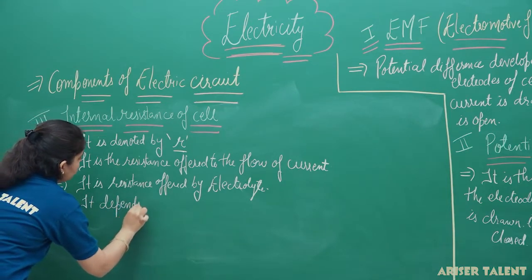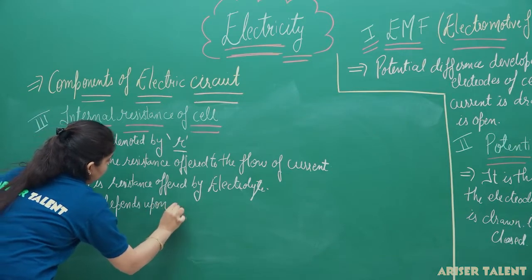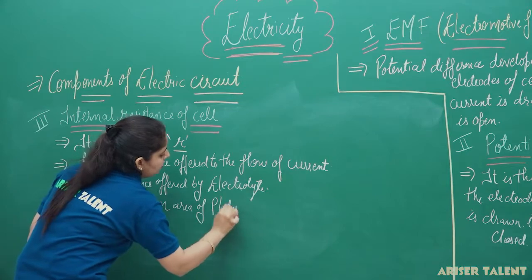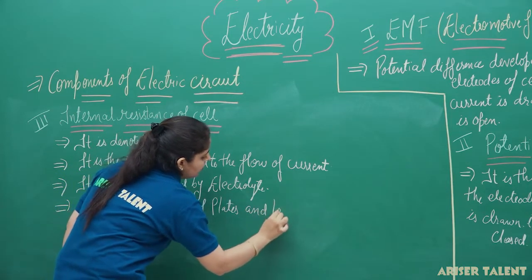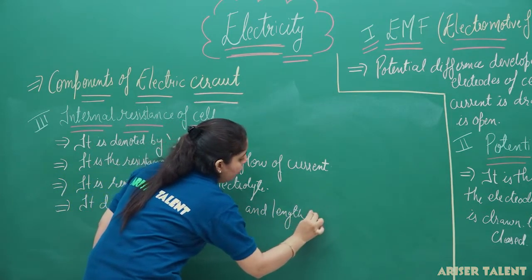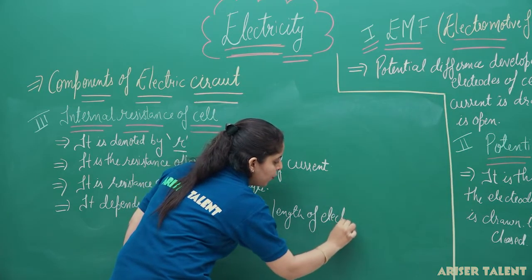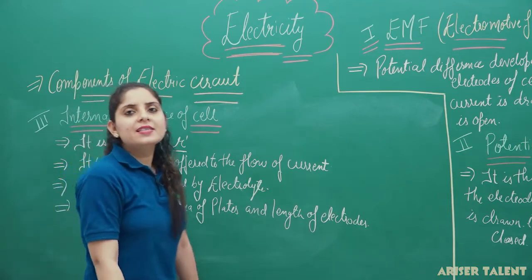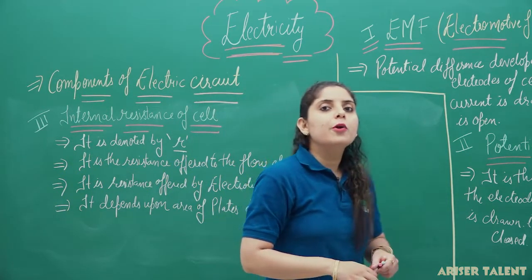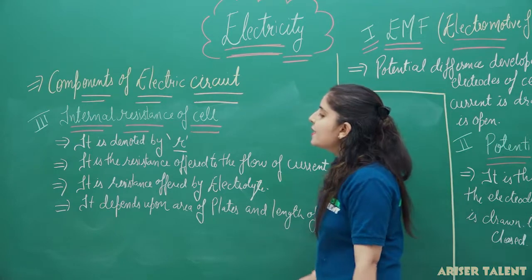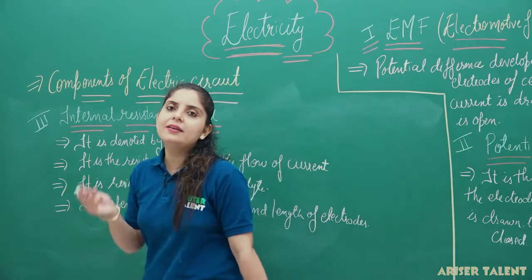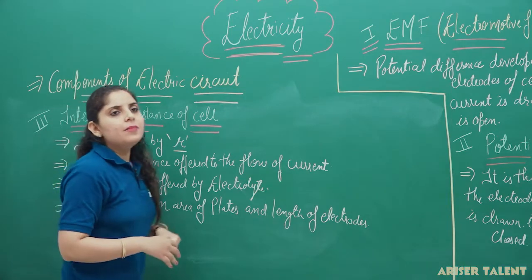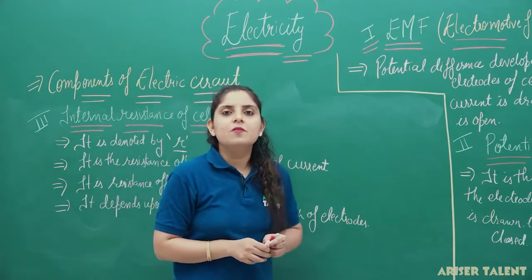depends upon area of plates and length of electrodes, and it is inversely proportional to both these terms. It means if you are increasing the area, the internal resistance is going to decrease, and if you are increasing the length of the electrodes, again the internal resistance of the cell will decrease. Now, this is the term that we are using for the internal resistance of the cell.